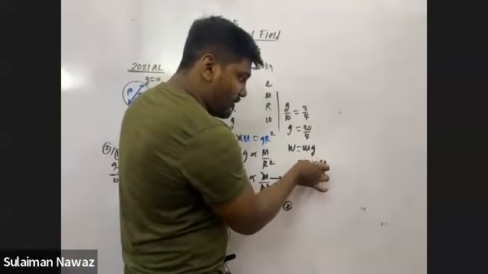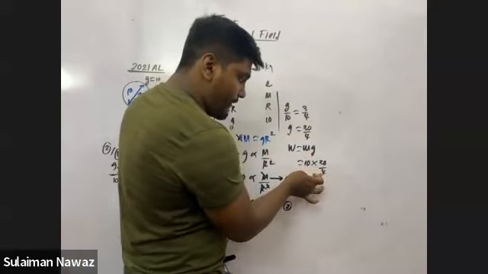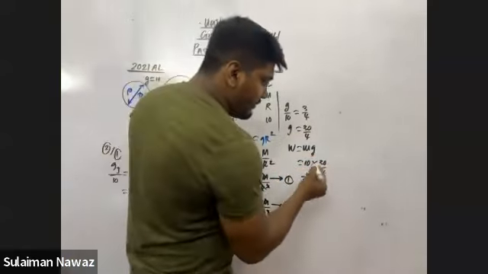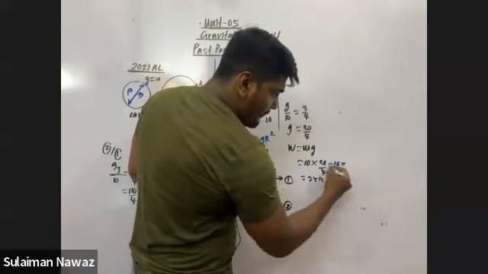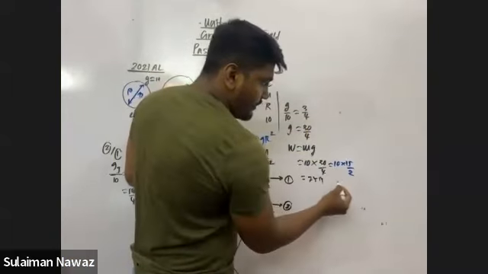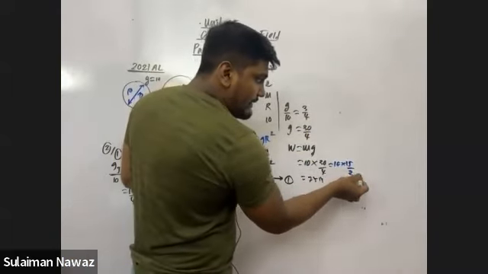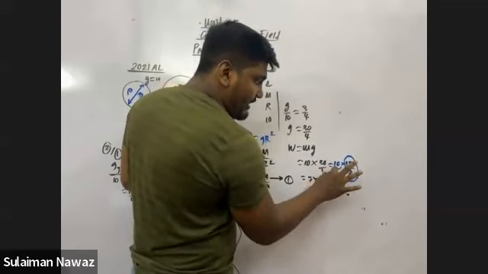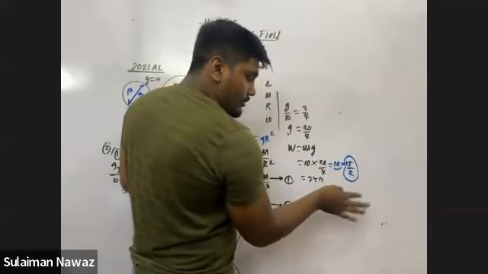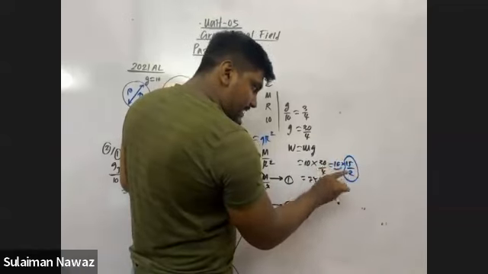The mass of the object is 10. Gravitational acceleration on the planet is 30 over 4. Now, 30 over 4 means how much? 15 over 2. I think in the answers they have given only this value. They forgot to mention 10 into 15 over 2.